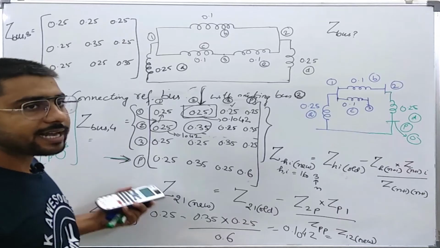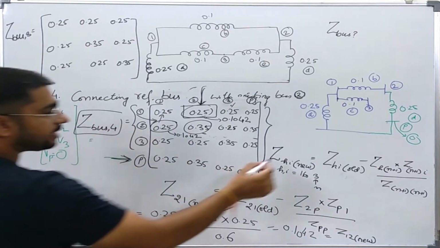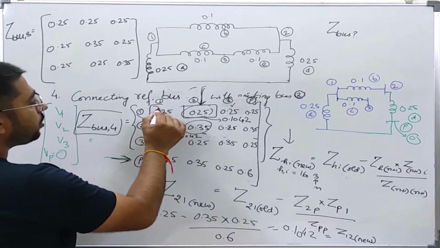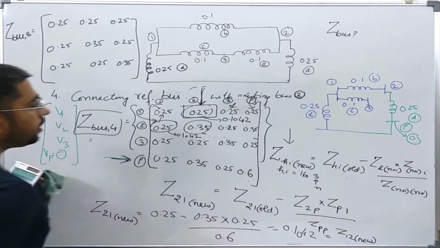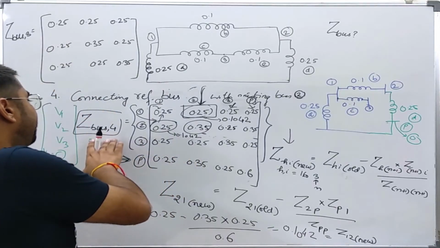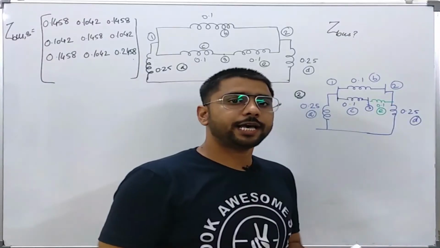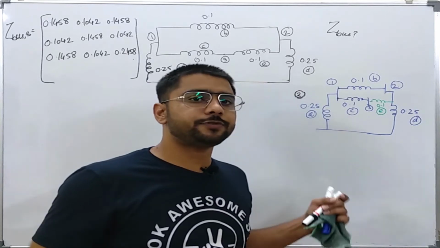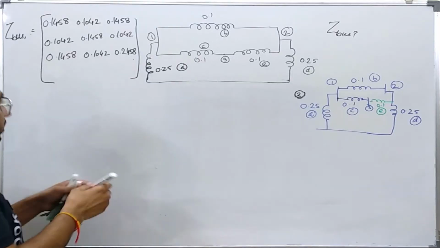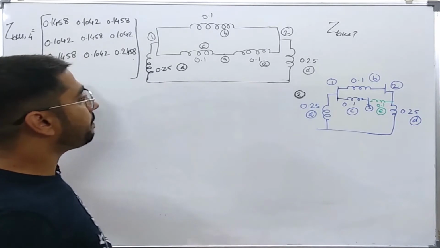Now in the next slide, I will write the complete new matrix using this formula only, by calculating one by one all these values. I have calculated these values directly, so I will write this bus impedance matrix directly. Okay, that we will see in the next slide. I have written the bus impedance matrix which we derived from the previous step, that is Z bus number 4, the bus impedance matrix coming out of step number 4.